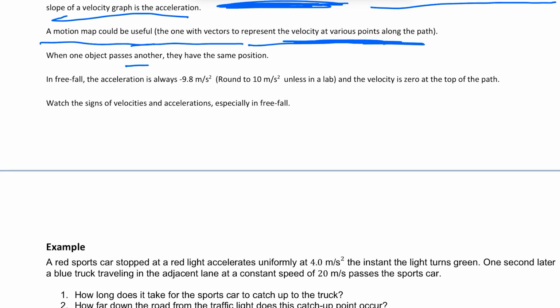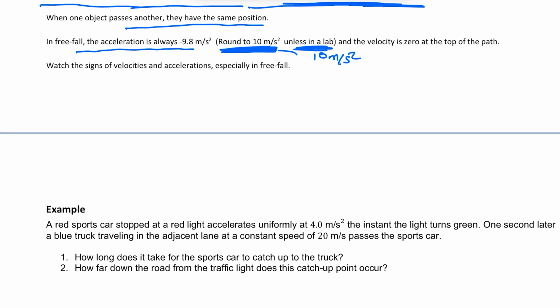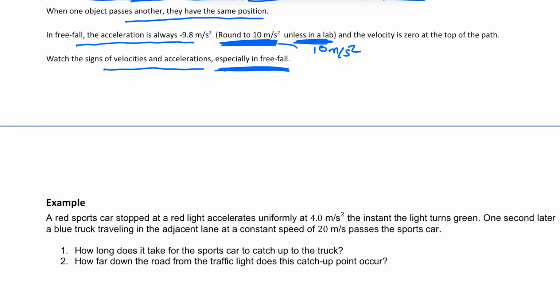When one object passes another, they have the same position. Ooh. In free fall, acceleration is always negative 9.8. Although in our class, here's the deal. AP is okay with us just using 10 meters per second squared. So unless we're in a lab, I want you to use 10 meters per second squared. It's going to simplify all the math and make our lives better, and they're okay with that. And watch for the signs of velocities and acceleration, especially in free fall. So the sign really matters.